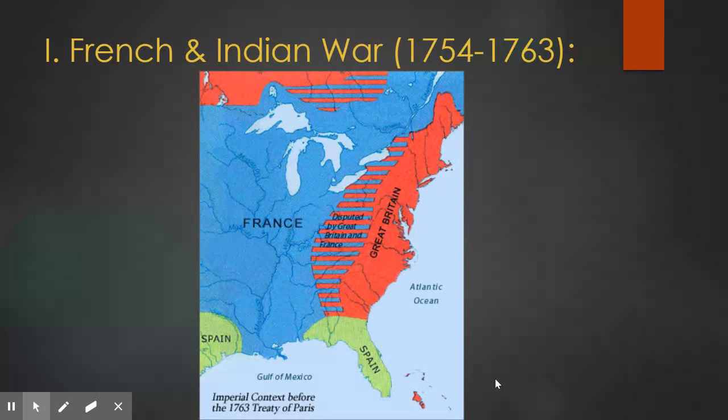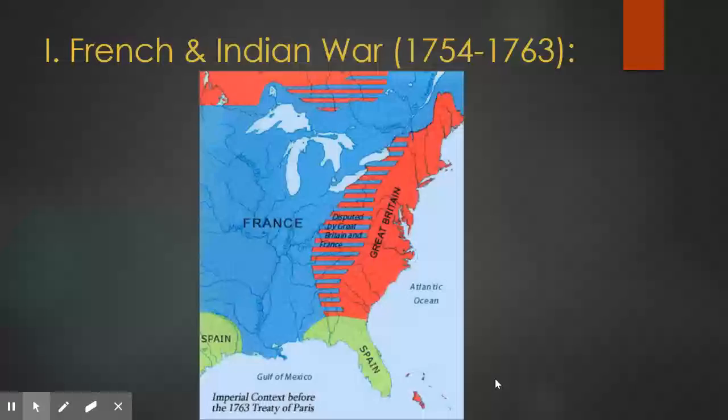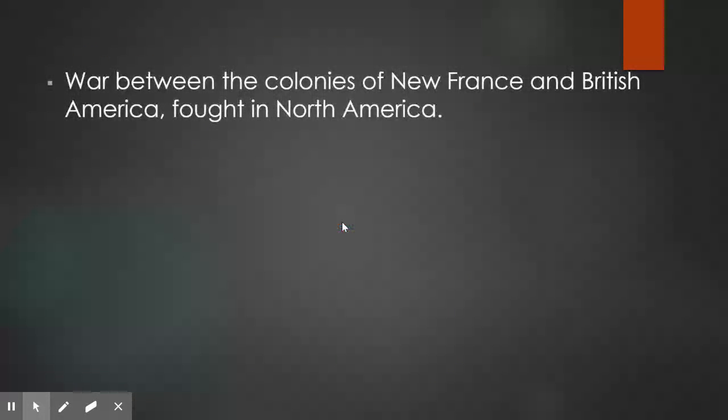We're going to talk about the French and Indian War, which lasted from 1754 to 1763. This was a war between the colonies of New France and the British colonies, fought in North America. If we look at this map, the blue is the French colonies, and right here are the 13 British colonies. You can see this disputed area. Again, it's the French colonies fighting the 13 British colonies.